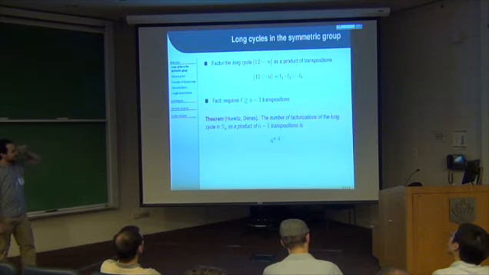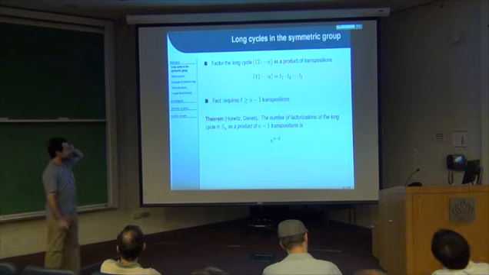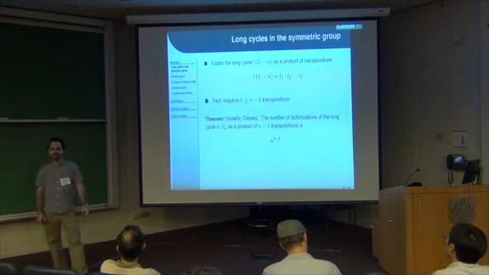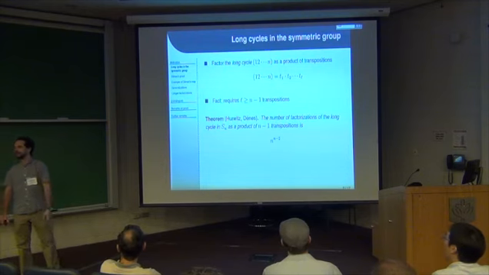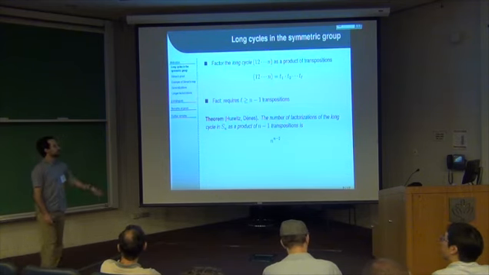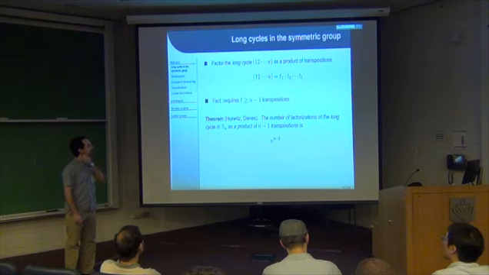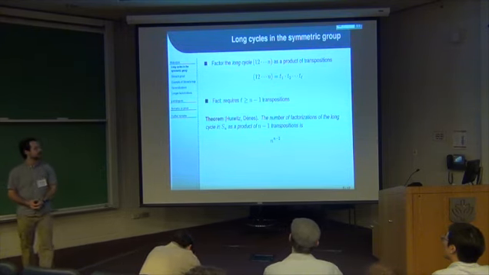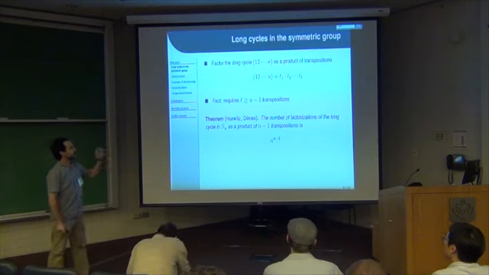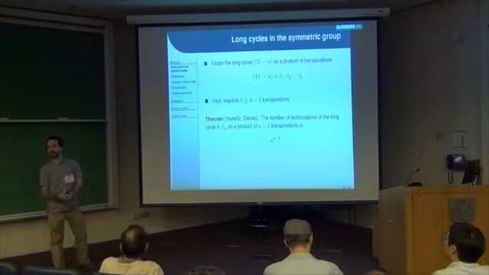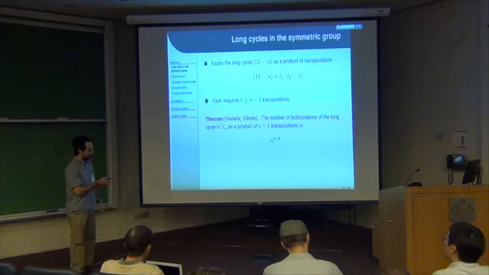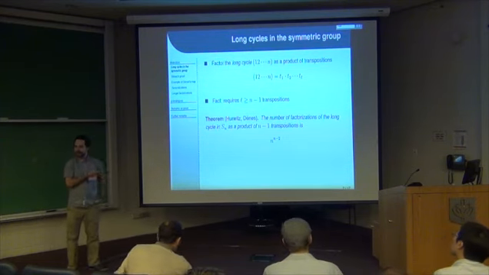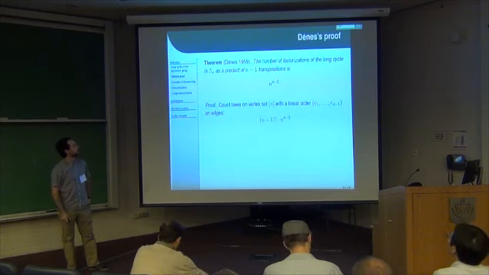And then it's a theorem. So there's this paper of Hurwitz from the 1890s, and I'm pretty sure it doesn't actually contain this theorem, but it was clear he could have written down this theorem if he wanted to. The number of factorizations of the long cycle as a product of n minus 1 transpositions is n to the n minus 2. And so I want to show you a proof of this, not Hurwitz's proof, but a proof by Dénes from the 1950s. It's a really, really pretty proof. So here's how it goes.